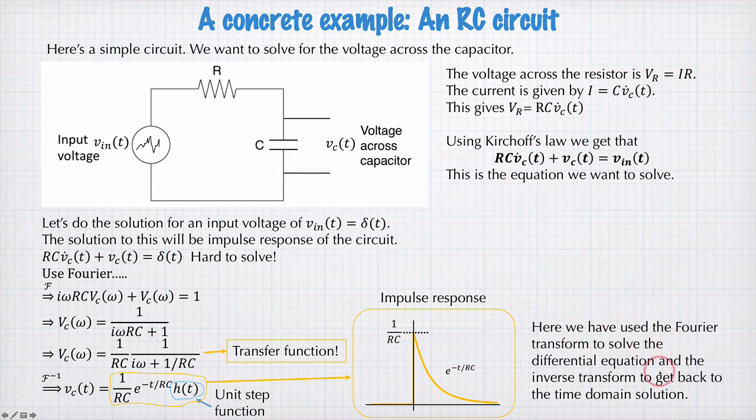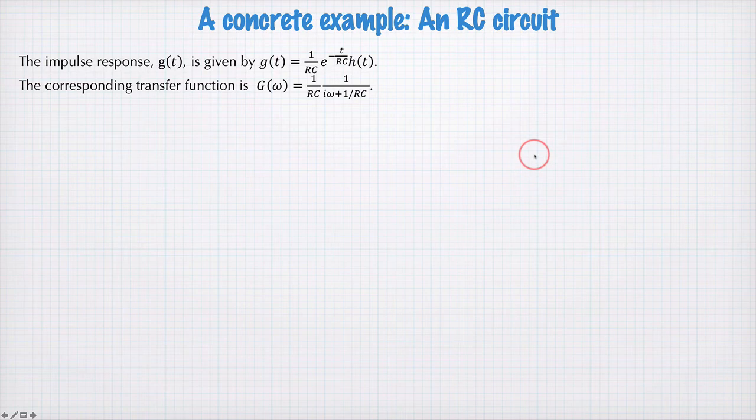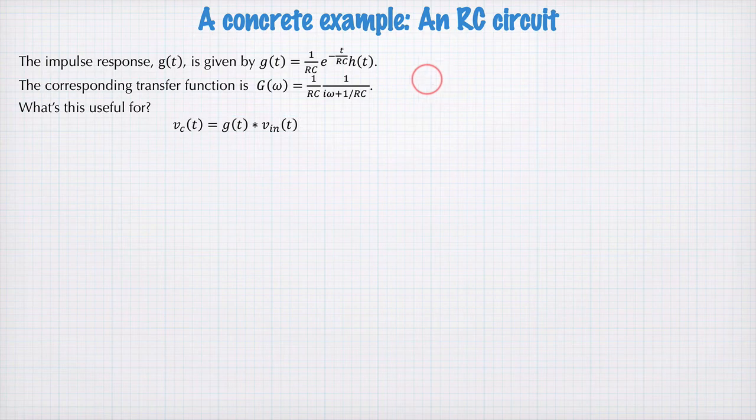So here we've used the Fourier transform to solve a differential equation and the inverse transform to get back to the time domain solution. So this now is the voltage across the capacitor for a delta function input here. So now we know the response of our capacitor to this delta function. What's it useful for? Well, it's really useful because now we can write down the voltage across the capacitor, Vc of t, as a convolution of the impulse response with any arbitrary driving voltage in time. So this is now a general time equation for the solution of our differential equation, written in terms of the impulse response convolved with our driving voltage.